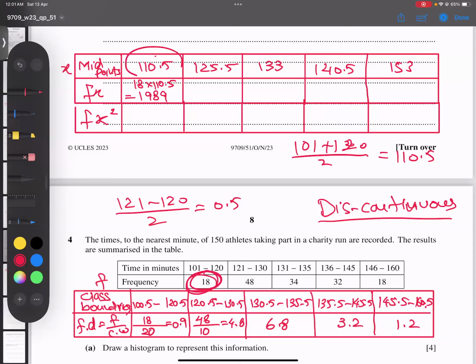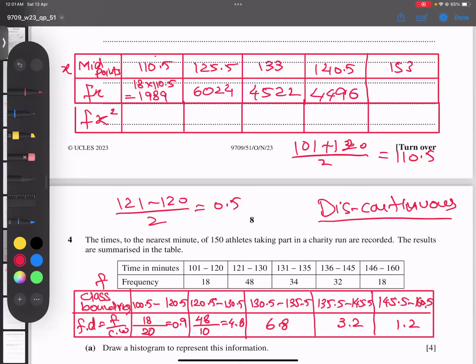So repeat again. This is a frequency, and I multiply it by this x. For the next value, I'm just multiplying directly 125.5 by 48, because this frequency and this value are multiplied, and I got 6024. Then 133 times 34, and I'm getting 4522. After this, the second last column: 140.5 multiplied by 32, my value is coming 4496.